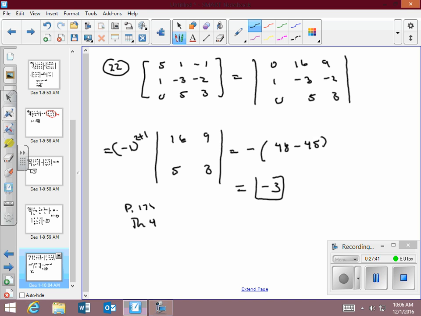Then by theorem 4, this is on page 175. Gotta go back. 173. It says a square matrix is invertible if and only if the determinant is not equal to 0. Matrix is invertible. Okay.